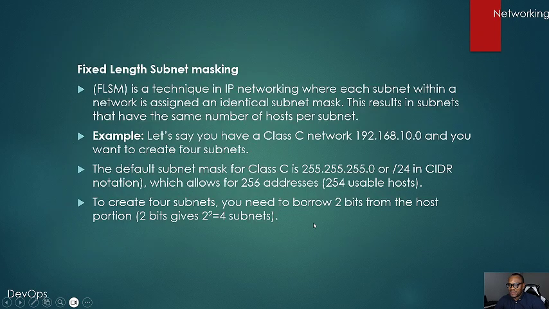So fixed length subnet masking is a situation where you have the same size of subnet. It is a technique in IP networking where each subnet within a network is assigned an identical subnet mask, and this results in subnets that have the same number of hosts per subnet. We have seen the example earlier, so maybe we can just skip it. Just go and see the example I gave earlier on subnetting. The 2 examples use fixed length subnet masking. So let's move on.